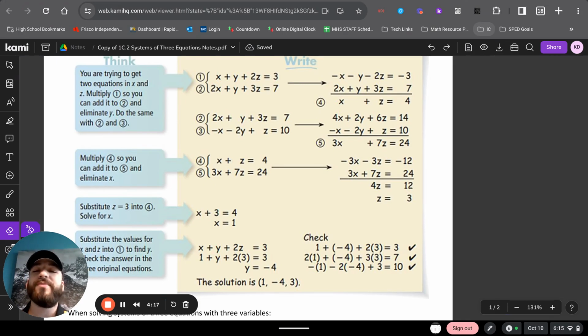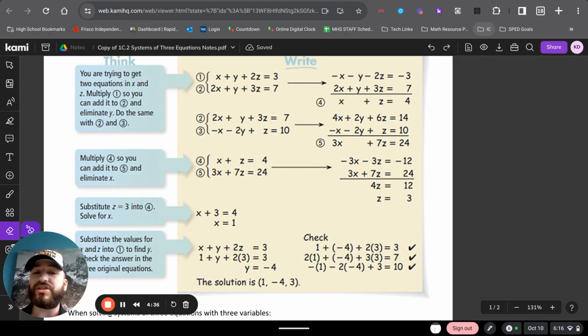So x plus y plus 2z equals 3 is going to become 1 plus y plus 2 times 3 is equal to 3. Solving that out, 1 and 6 makes 7. Subtracting 7 from both sides, we would get that y is equal to -4. So I have x is equal to 1, z is equal to 3, and y is equal to -4.